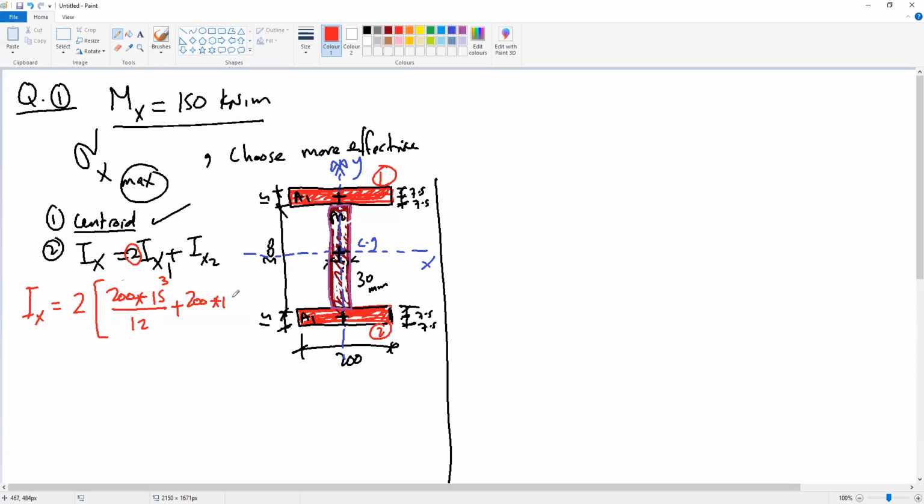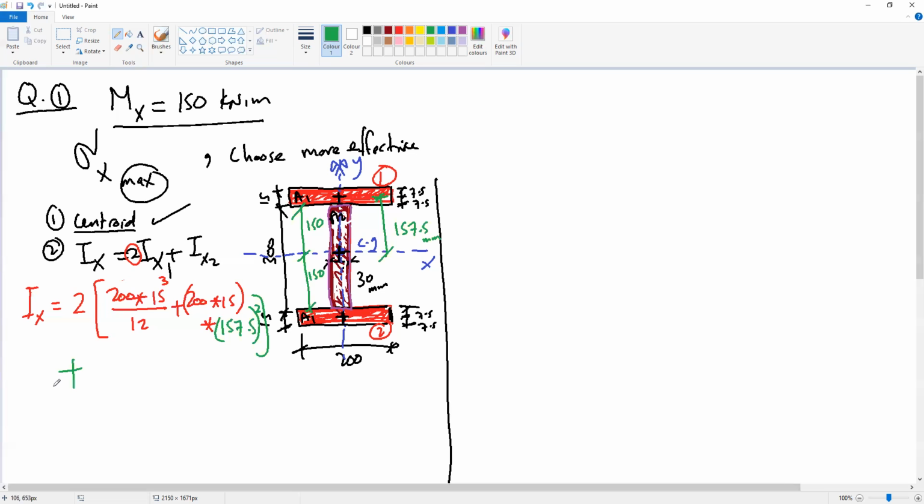200 times 15. This is the area times the distance from the centroid to the centroid of the whole section. This 300 is divided into two halves, so 150, 150. So the distance from the centroid of A1 to the centroid of the whole section is 157.5 millimeters. So the distance here is 157.5. Don't forget the square.